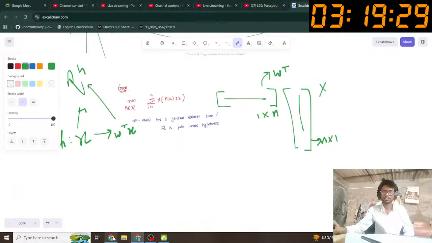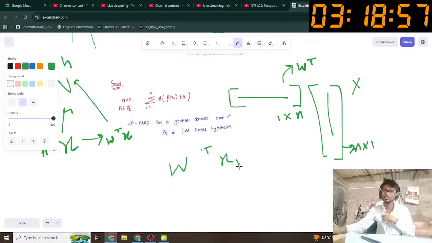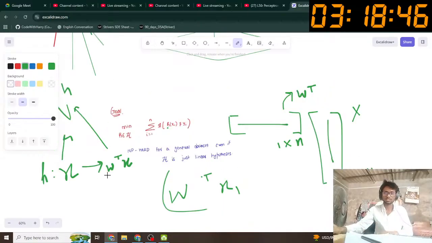What this expression is trying to say is that this one, where you are seeing a symbol like 1, its motive is to just simply count, and it will count if this condition is satisfied: if h of xi, that is w transpose xi, here there will be some signum function.